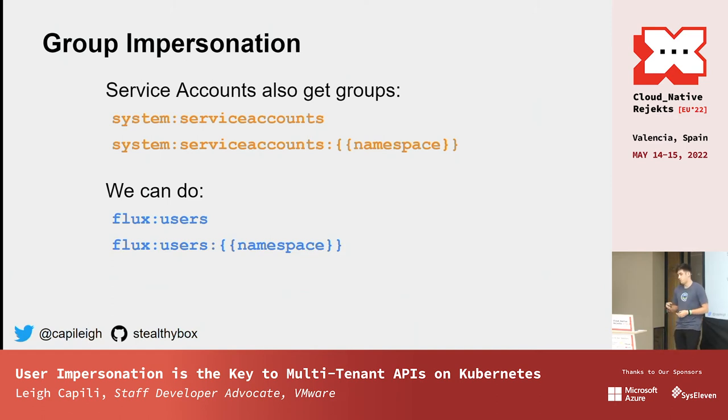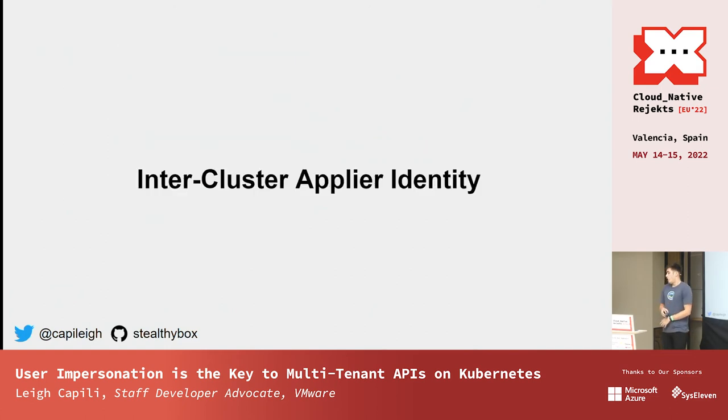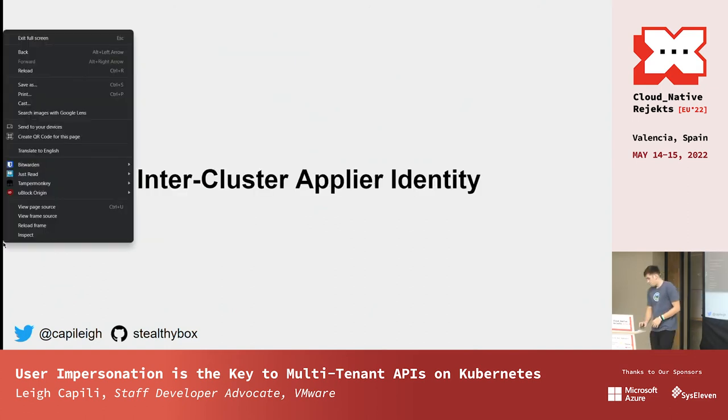If you search for this on GitHub, there's like no config. If you are doing this, talk to me. I want to know your use cases. But instead of doing system service accounts, the group and system service accounts namespace, we can just also do that for our users. And let's actually do a little bit of a demo.